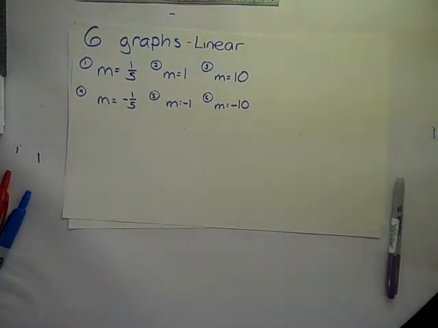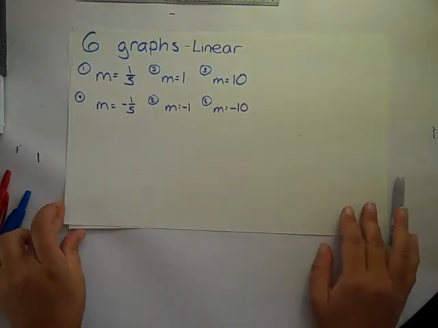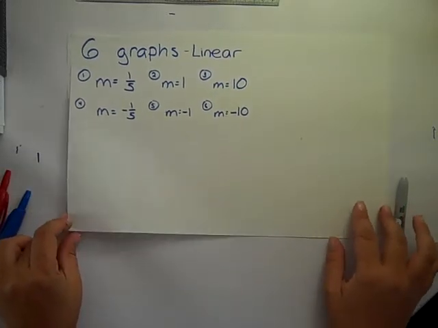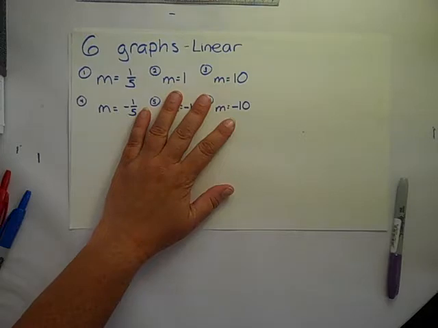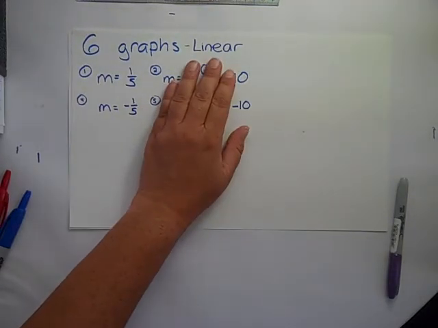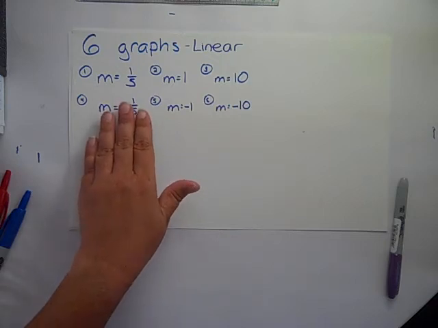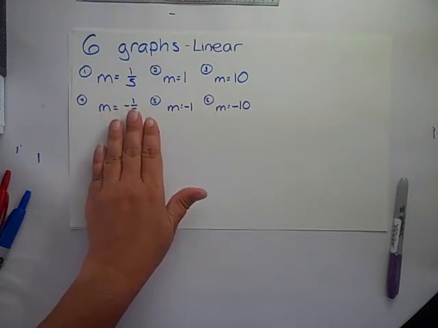Okay, AP Calculus, here is your weekend video assignment. First thing I'd like you to do is to make 6 graphs. Graph linear equations, because that's just straight lines. And number 1, I'd like you to graph a line with a slope of 1/5.